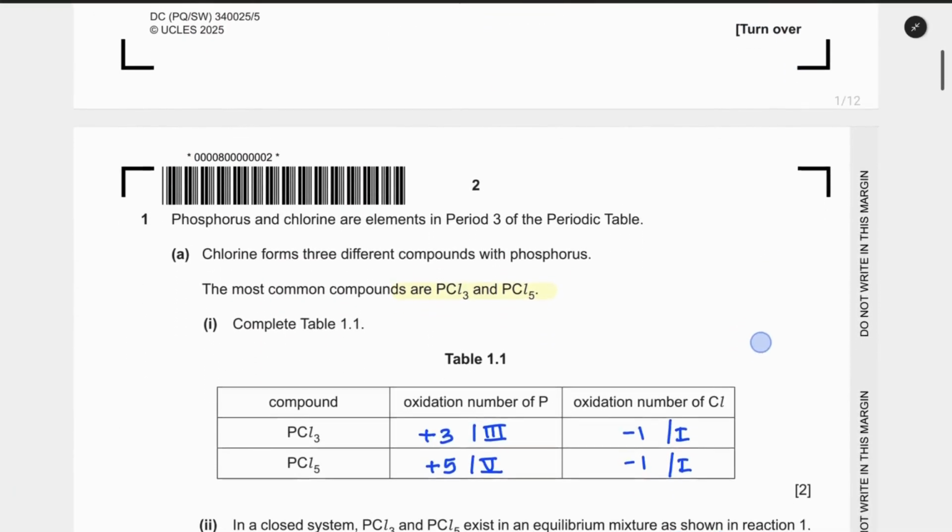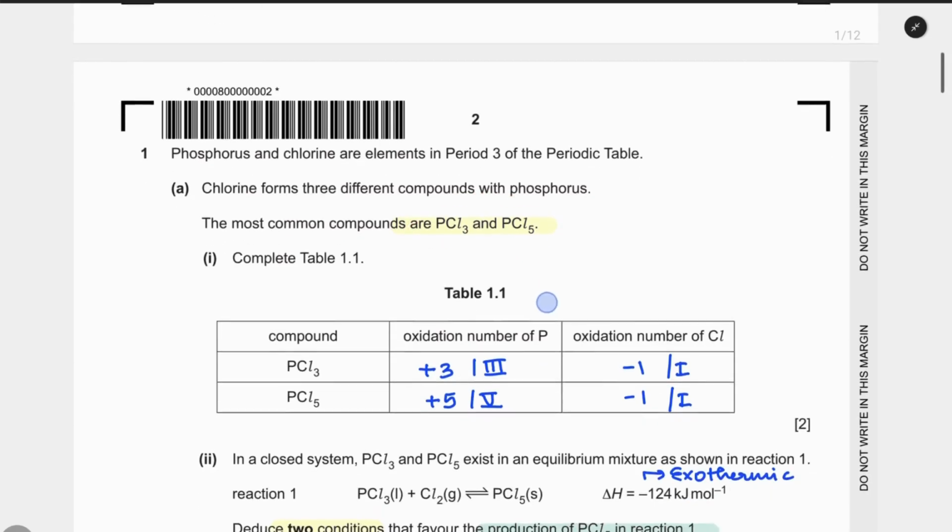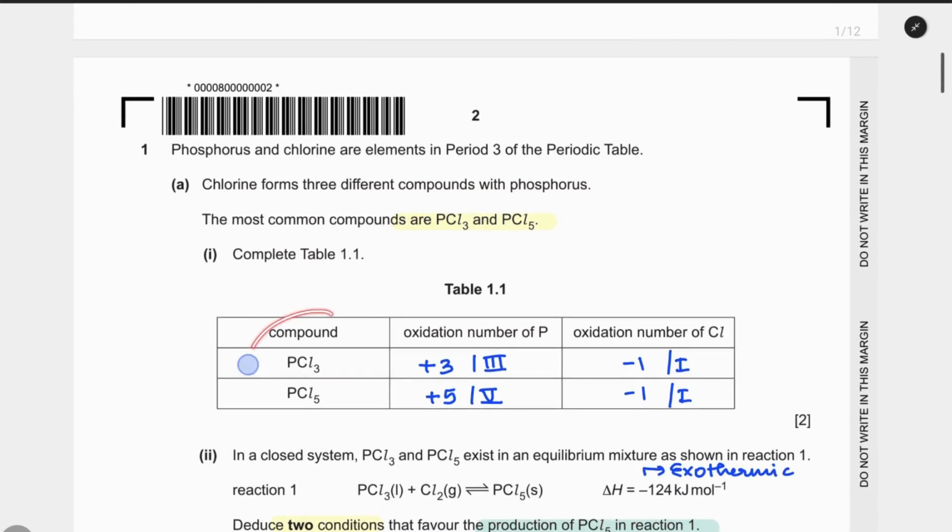Question 1. Phosphorus and chlorine are elements in period 3 of the periodic table. Chlorine forms three different compounds with phosphorus. The most common compounds are PCl3 and PCl5. So we need to complete the table. Over here, they have given us the compound. We need to find the oxidation number of P and the oxidation number of chlorine.